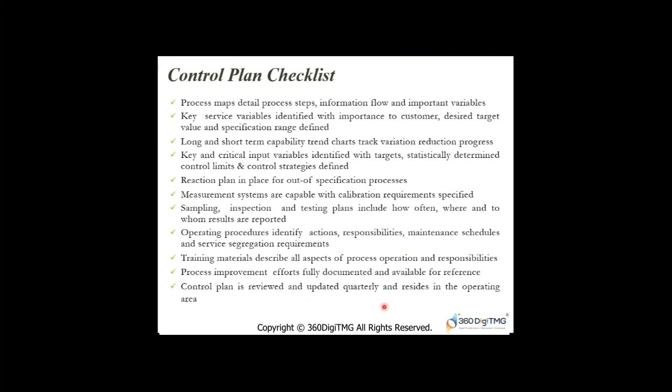The next thing is your control plan checklist. You need to have a checklist in place and ensure that your control plan is complete. How do you do that, and what are the key components of your control plan here? The first thing is process maps, right? Because now the process has changed. So the changed process map, the various process steps, information flow, and the important variables should be part of your checklist.